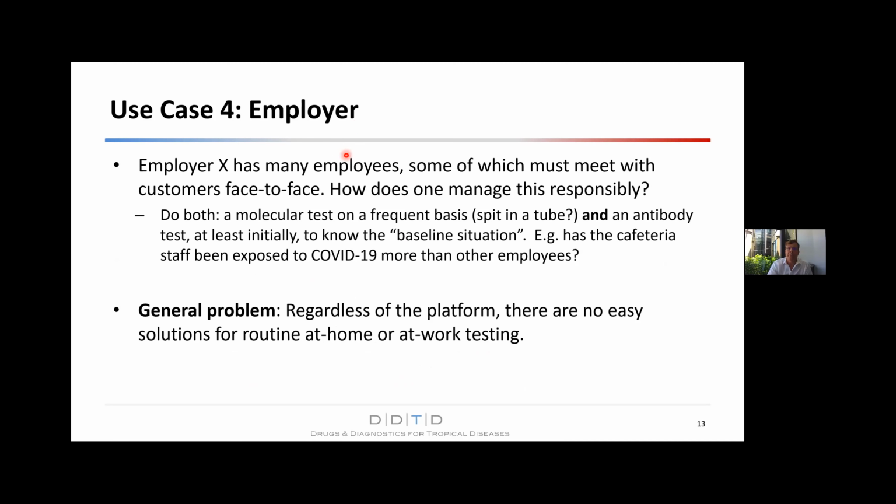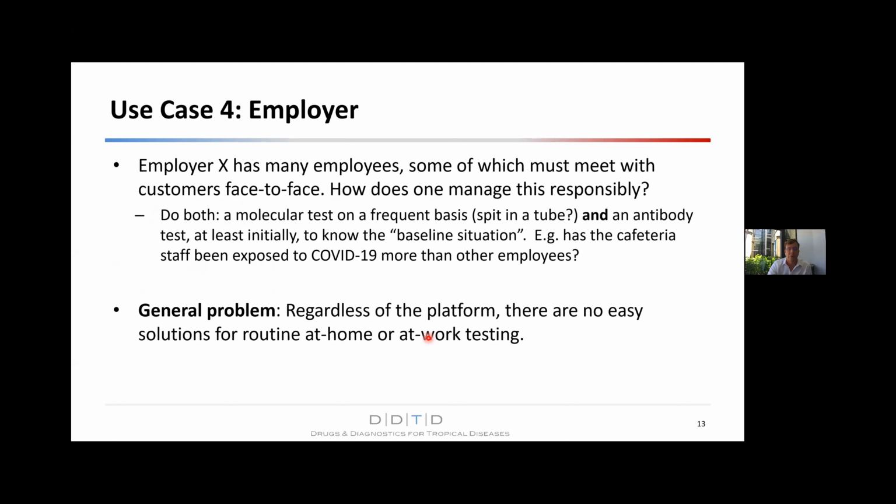A fourth use case is the one of an employer. So an employer may have many employees, some of which must meet with customers face-to-face. How do you manage this responsibly? Well, my suggestion would be to do both a molecular test on a frequent basis, maybe by spitting in a tube and sending this to a lab, and in addition, to perform an antibody test, at least initially, to know the baseline situation. The cost of the antibody test is really minimal, but it brings you useful information. Not only you know what the baseline situation is, but you could also garner additional information.